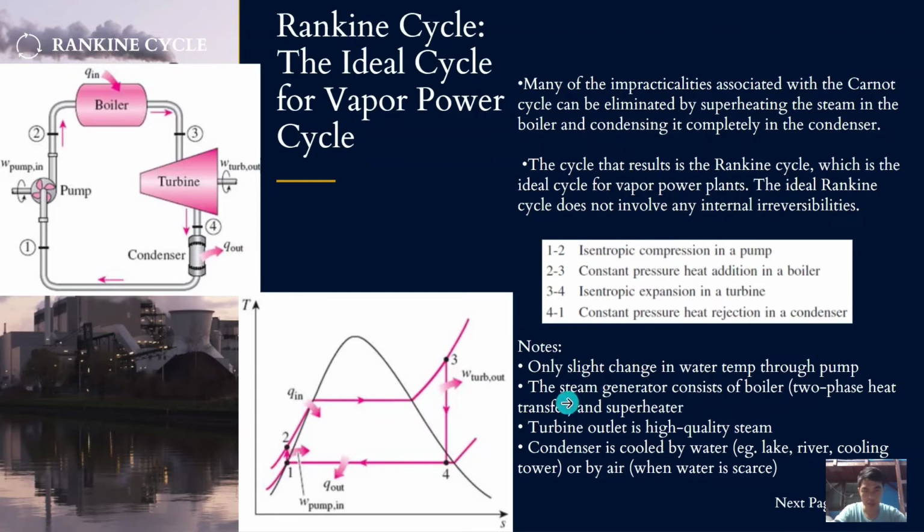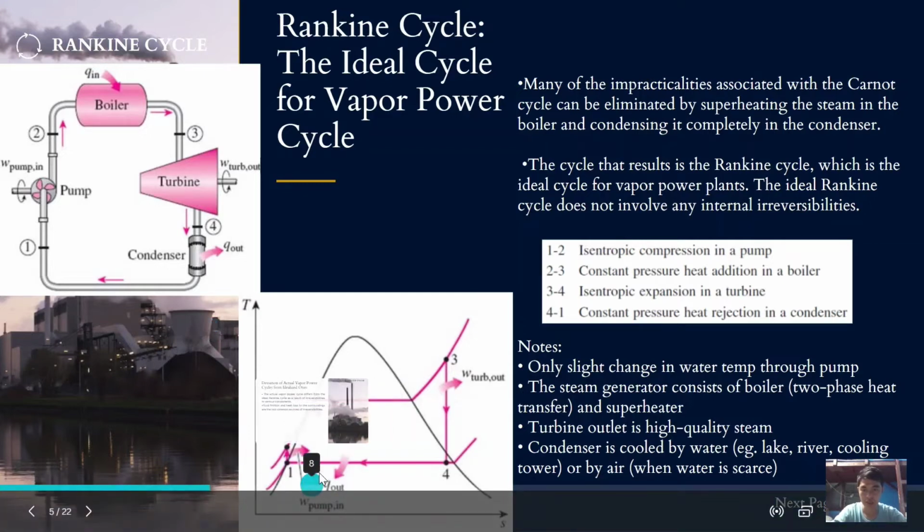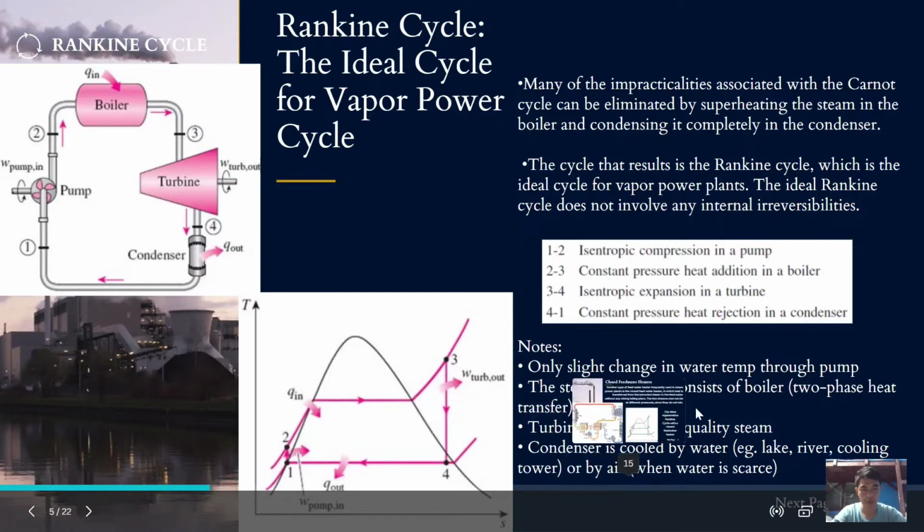Note that there is only a slight change in water temperature in the pump. You can see this in the graph: from 1 to 2, the pump, there is only a small change in temperature. The steam generator consists of a boiler, a process heat transfer section, and a separator. The turbine outlet is high quality steam. The condenser is cooled by water, for example from a lake, river, or cooling tower, or by air when water is scarce.